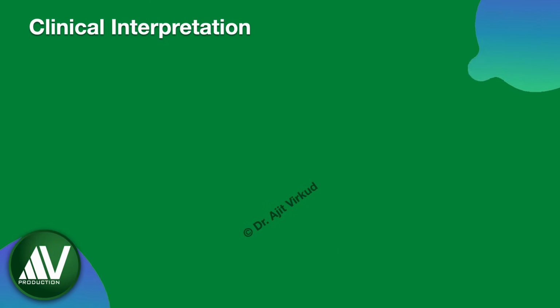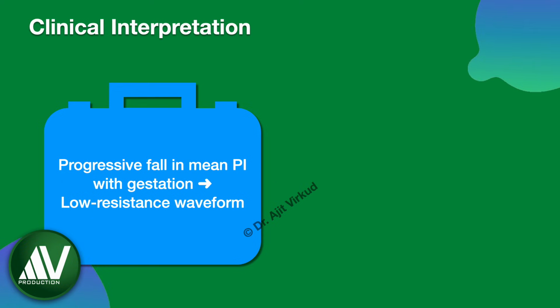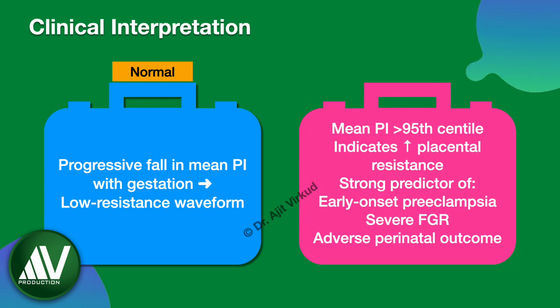Clinical interpretation of bilateral uterine artery Doppler study is as follows. Progressive fall in mean PI with advancing gestational age indicates low resistance waveform and is considered normal with no risk for developing preeclampsia or fetal growth restriction. Mean PI greater than 95th percentile is considered abnormal. It indicates increased placental resistance and is a strong predictor of early onset preeclampsia, severe fetal growth restriction, and adverse perinatal outcome. Remember, isolated notching without raised PI is not clinically significant.